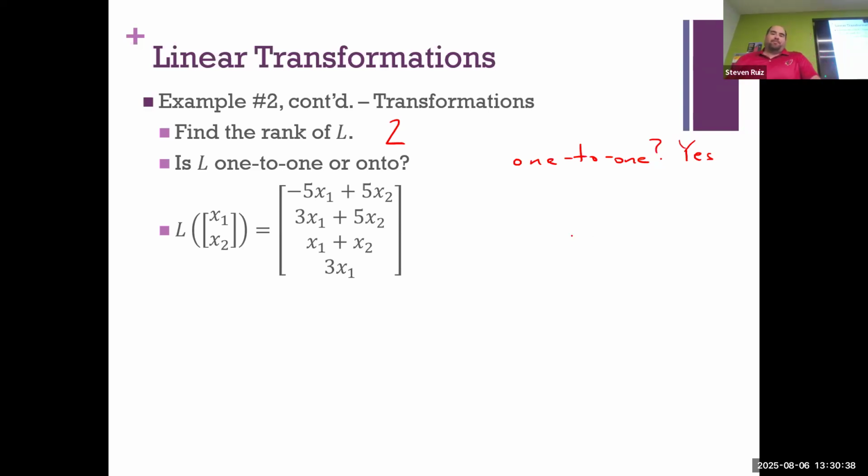Is it onto? Let's look through here. When I say onto what? Onto R4. We're saying no. How come? There's only two vectors in the basis. To even have a chance of being onto, how many vectors do I need to have? 4.